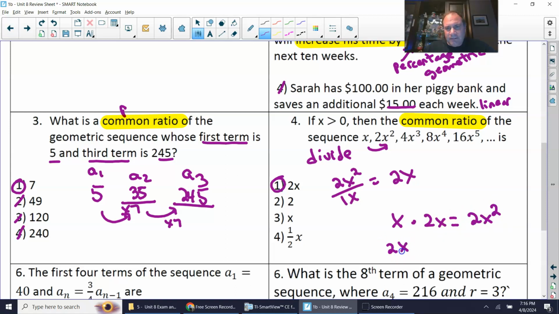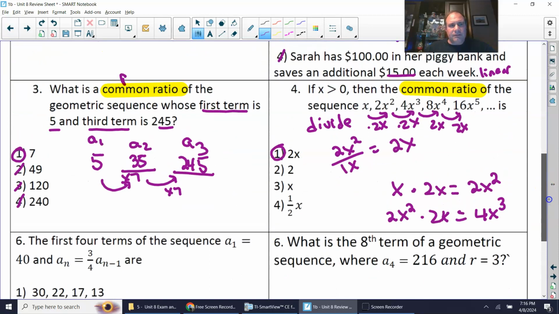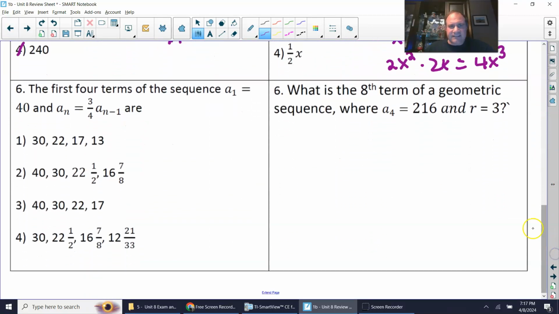2x squared times 2x equals 4x to the third. See how it goes right here? This is times 2x, and then times 2x, times 2x. So that's the common ratio. Well, that goes from 4 to 6, and there are 2 6s, so 1 is 5. So this is number 5, but it's really number 6.